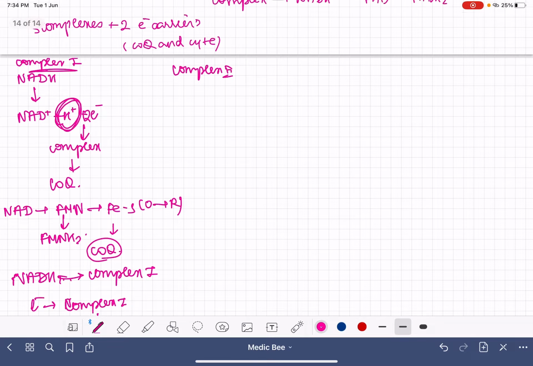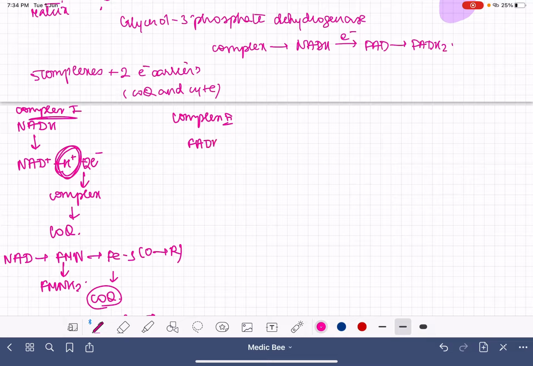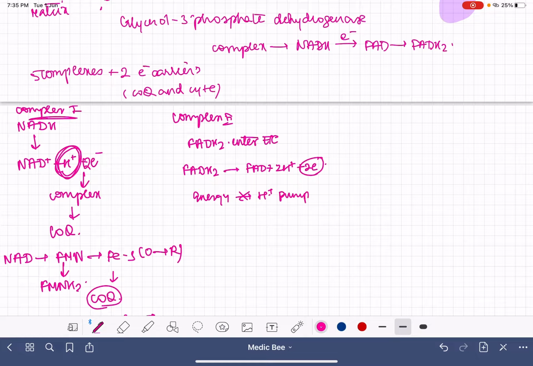Complex 2 is a complex for FADH2 specifically. It is not used by NADH. FADH2 alone, from the glycerol 3-phosphate shuttle, will enter the ETC through the second complex. There is also release of electrons. So FADH2 will become FAD plus 2H plus 2 electrons. There is also release of energy, but this energy is not sufficient for pumping of protons.